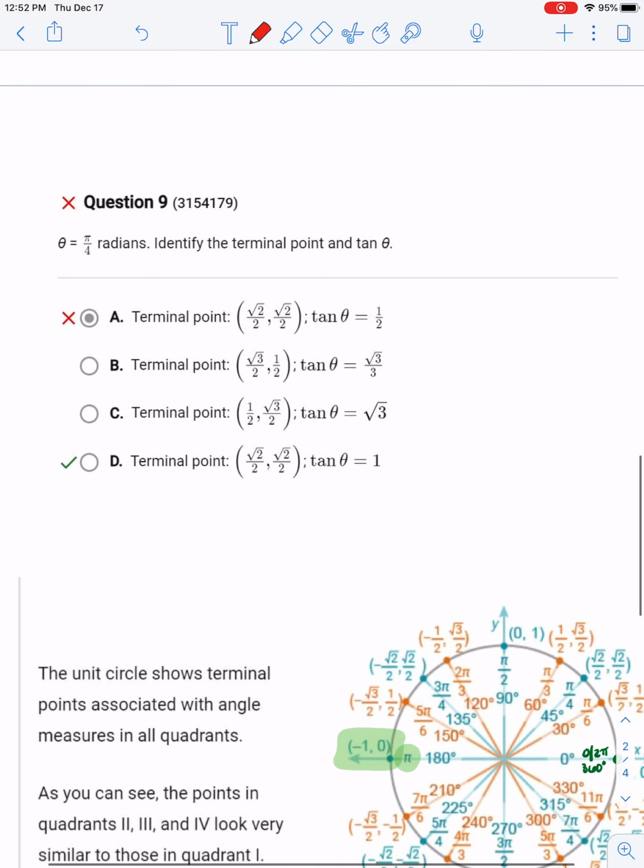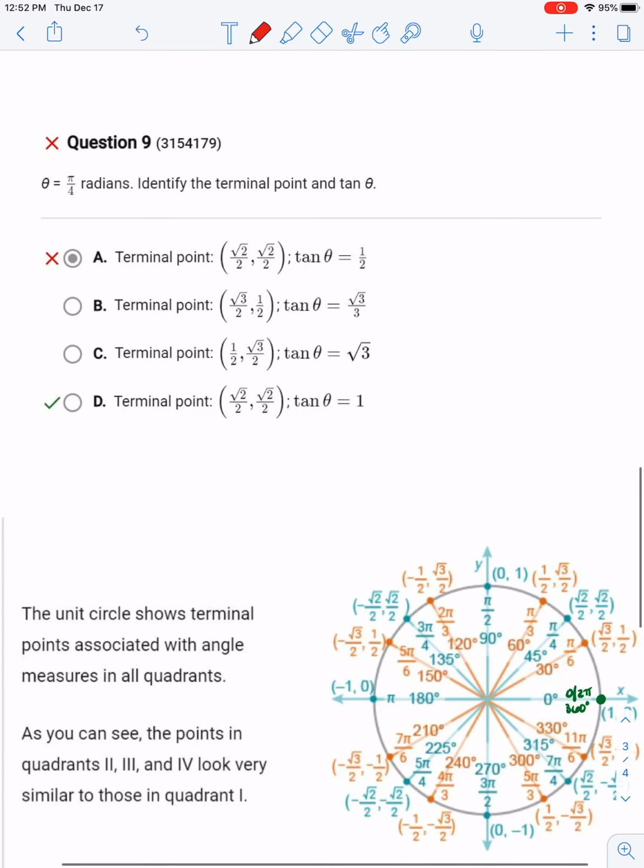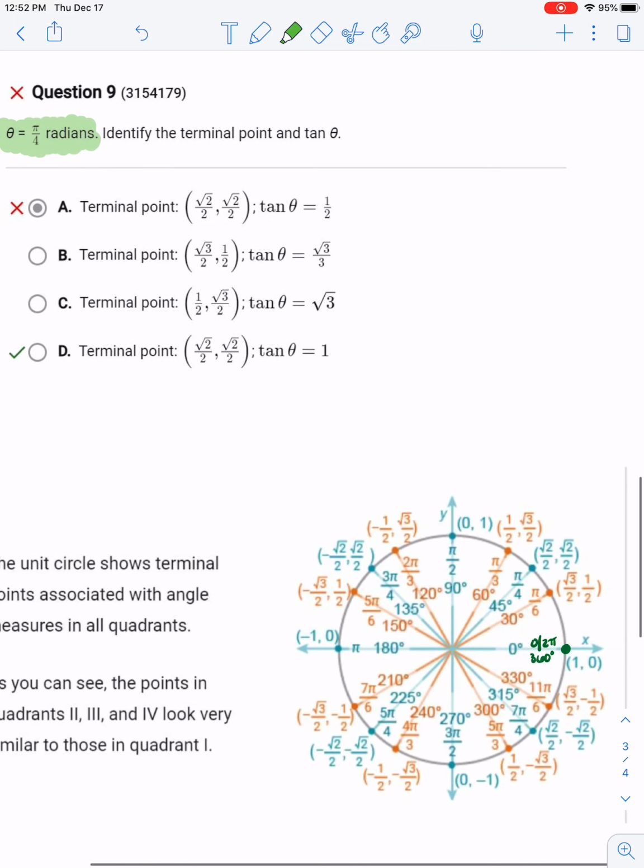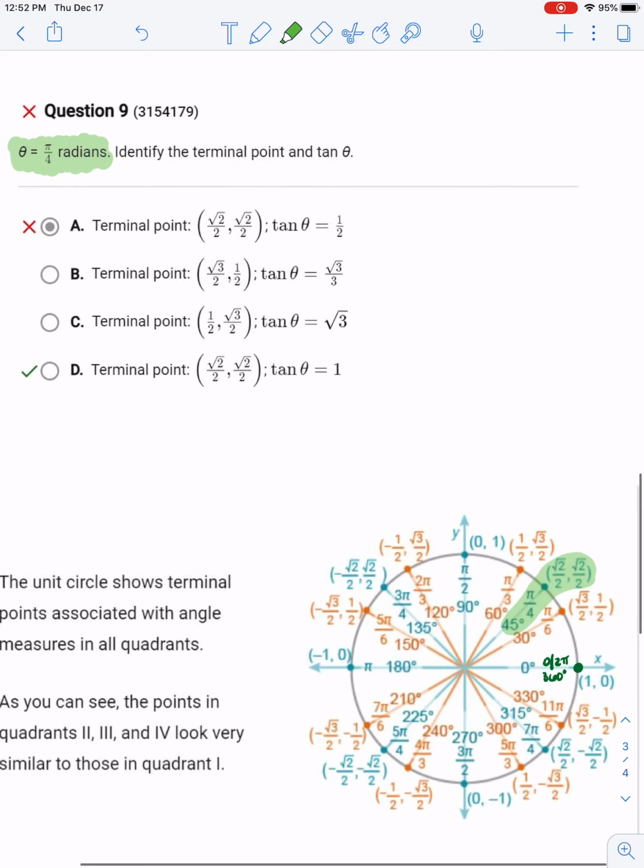All right, last question here, and I'm going to erase these green highlights. Okay, last question. Theta equals pi over 4 radians. So they're giving you an angle measure, pi over 4 radians. I'm going to go ahead and show you pi over 4 is right here. It's 45 degrees, and that's all the information that you would have to know for pi over 4, okay? 45 degrees, pi over 4, and then your point is radical 2 over 2, radical 2 over 2. Identify the terminal point and the tangent of theta.